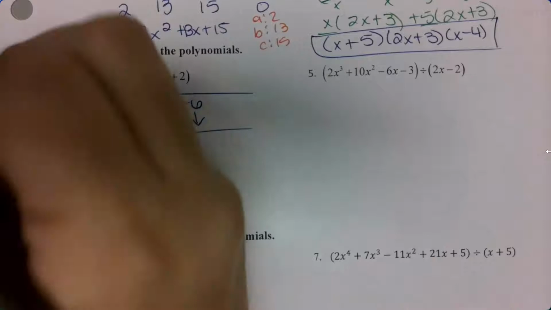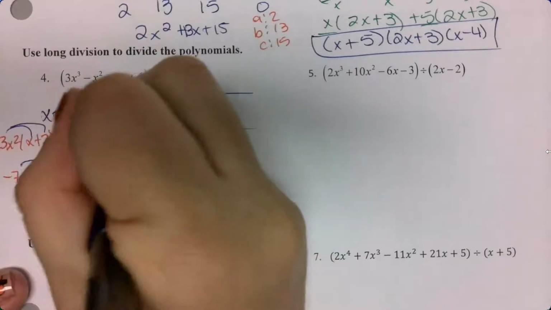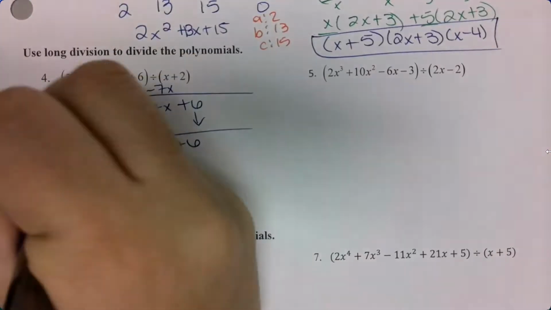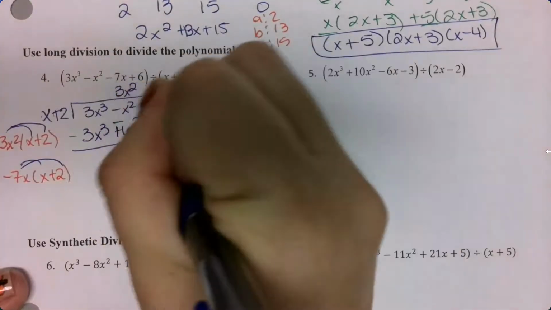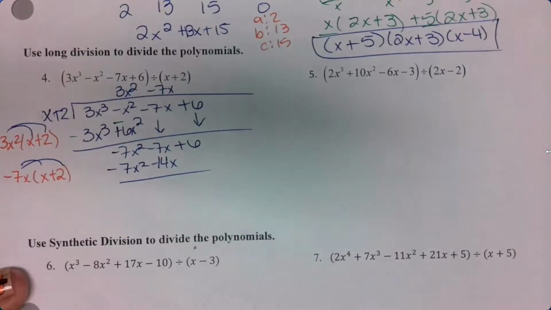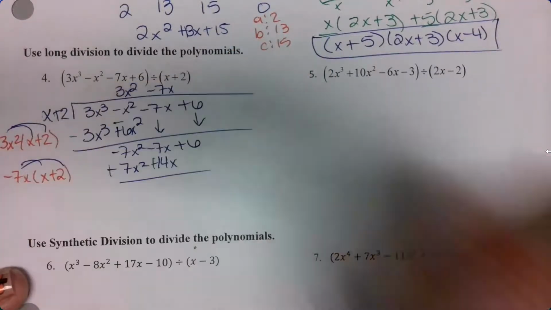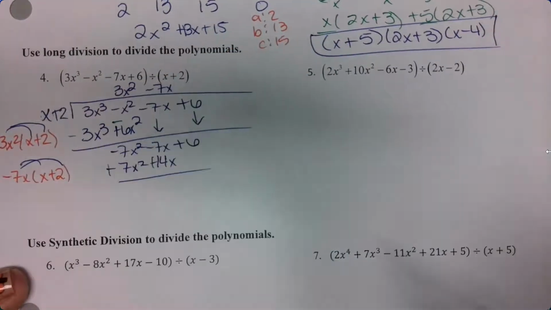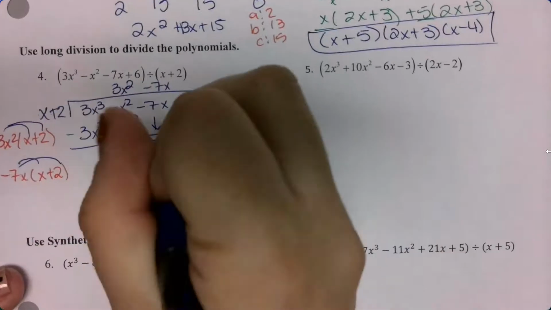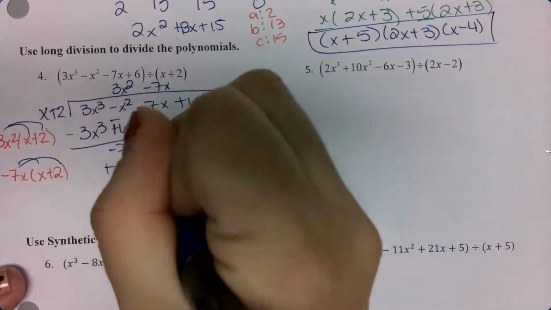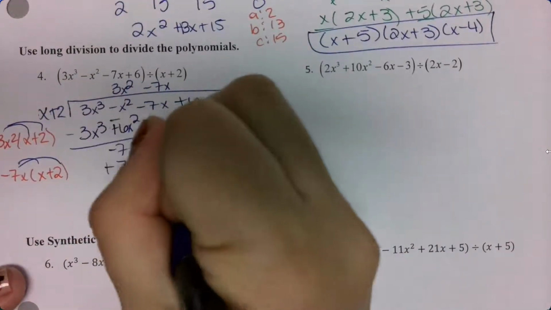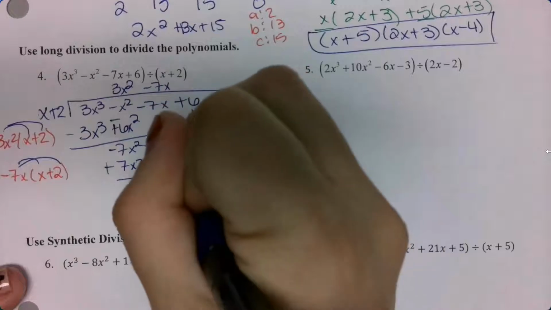So negative 7x times x is negative 7x squared. Negative 7x times 2 is negative 14x. Change my signs. That is going to give me the x squareds cancel out. Negative 7x plus 14x gives me 7x. And then the 6 goes down.